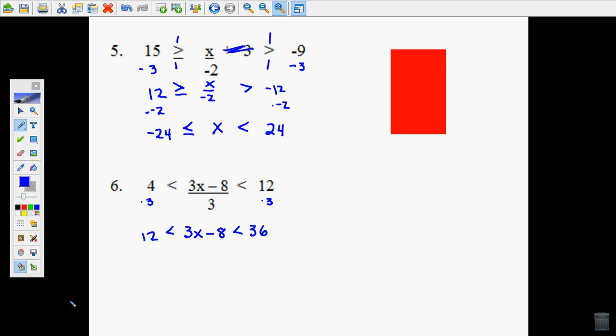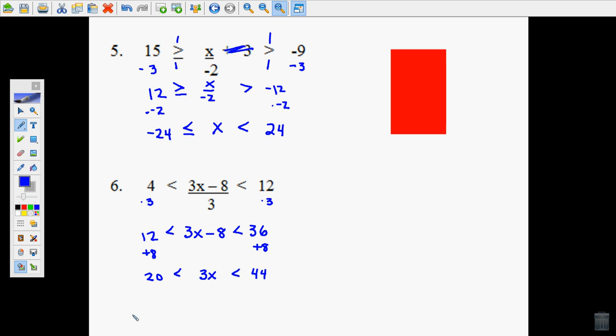Okay, what would your next step be? All right, you should add 8. So plus 8 and plus 8. And so now that gets rid of this minus 8 that's in the middle. So now we just have a 3x in the middle. 12 plus 8 is 20. 36 plus 8 is 44. So 20 is less than 3x, which is less than 44.